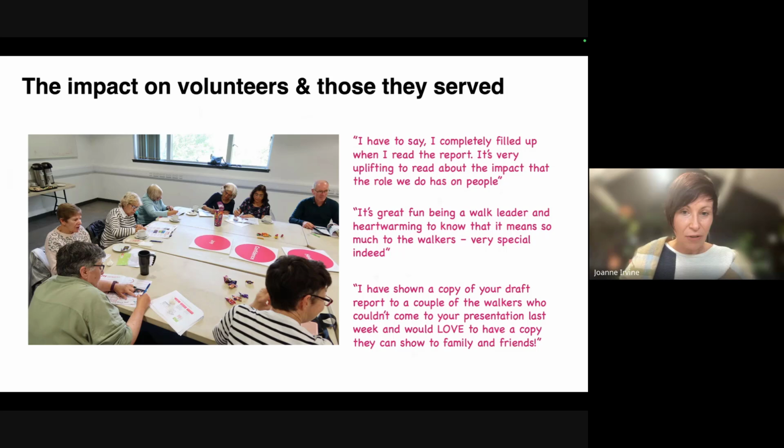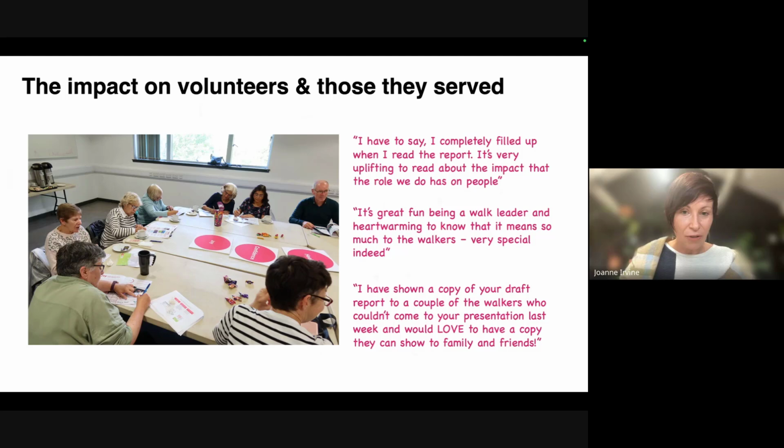And this is what I would really love to get your feedback and your thoughts on. Here you can see just a couple of the quotes that we got from testing it with them in that session. The walk leaders, the volunteers, were really saying it was so special to them to see this in a visual way, to understand the impact they were having. They wanted to get more copies. They wanted to share it with other people.